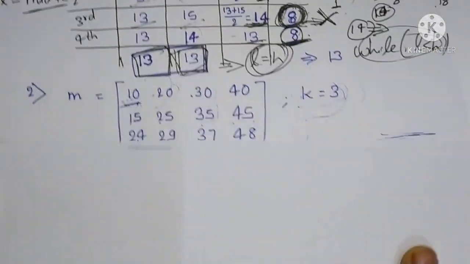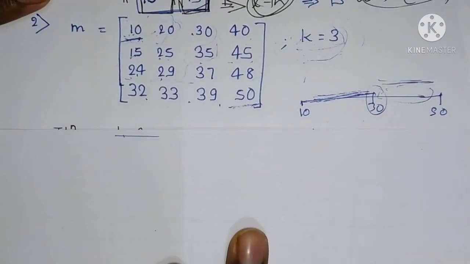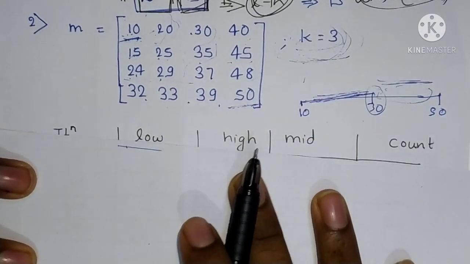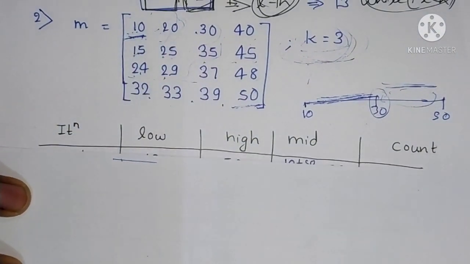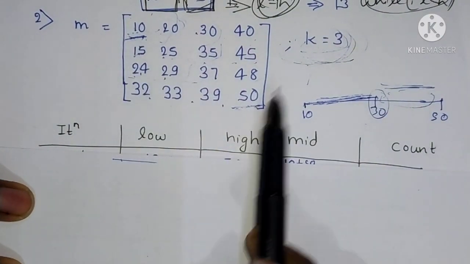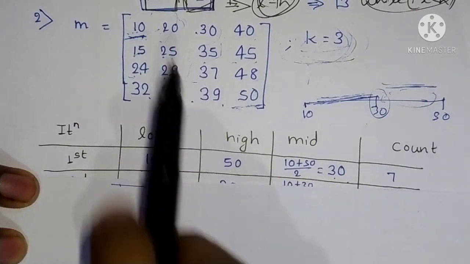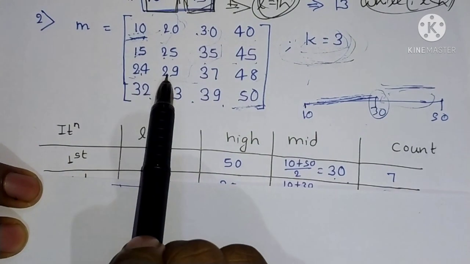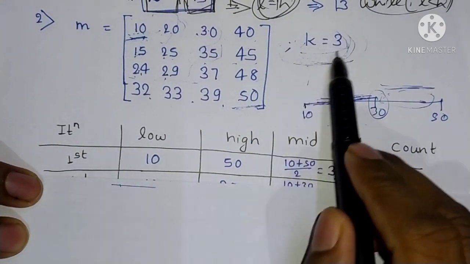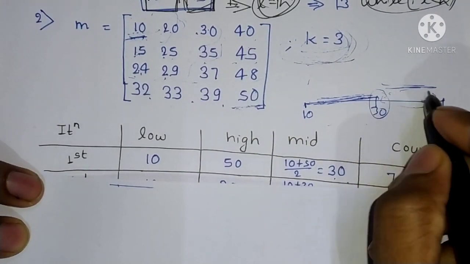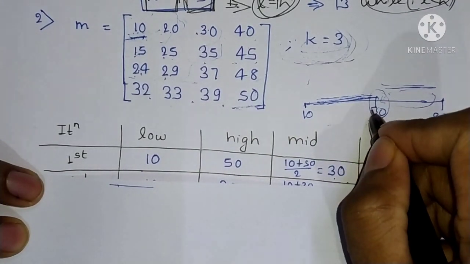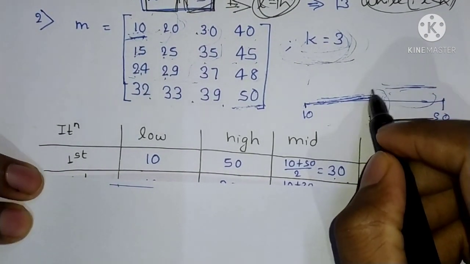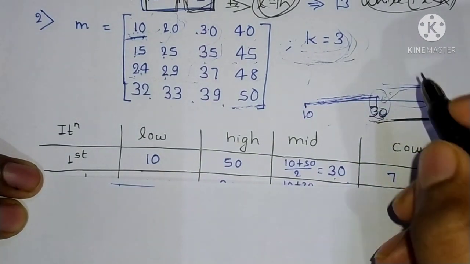Let's see another example for a better understanding. Suppose we are given a 4 by 4 matrix and the value of k is 3. In this case, our initial low will be 10 and our initial high will be 50. Mid comes to be 30. The count of mid is 1, 2, 3, 4, 5, 6, 7. So the count is more than 3. So for any number greater than 30, the count will be more than 3 or equal to 3.